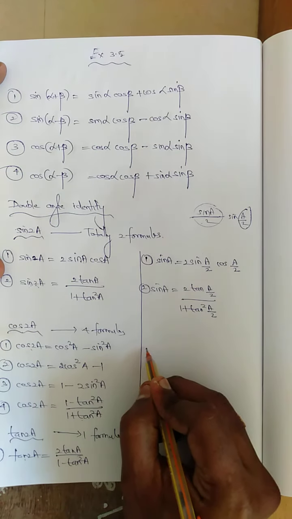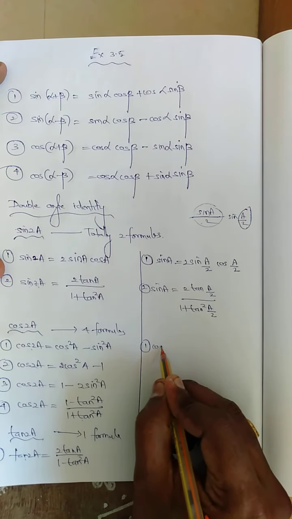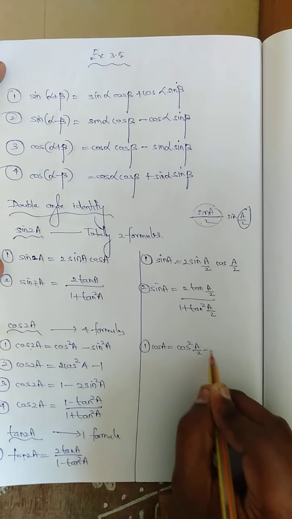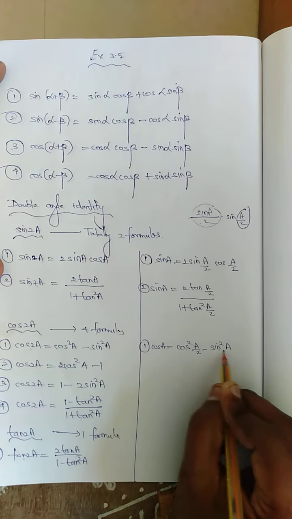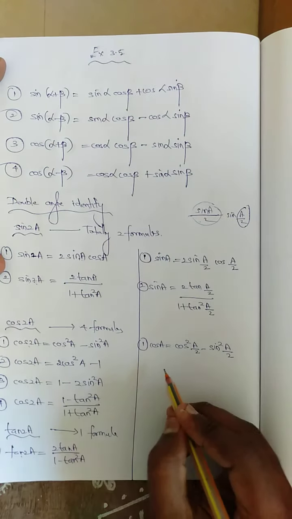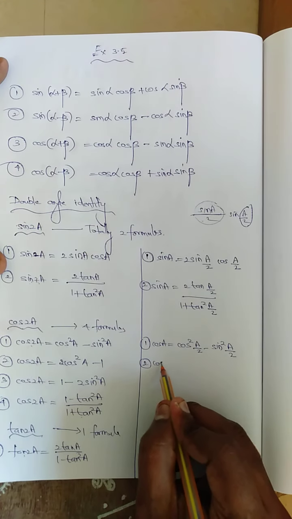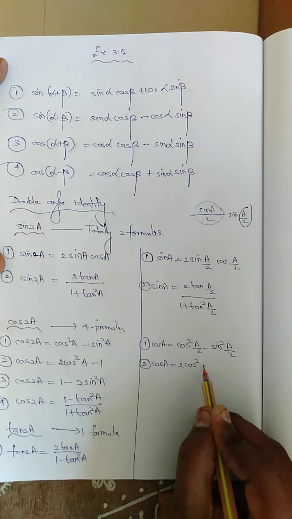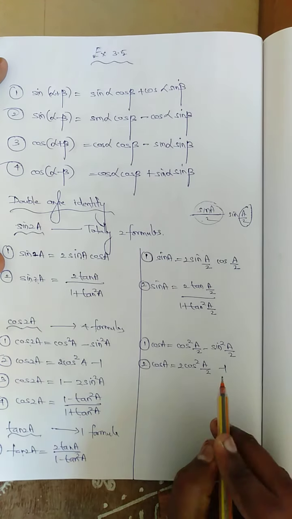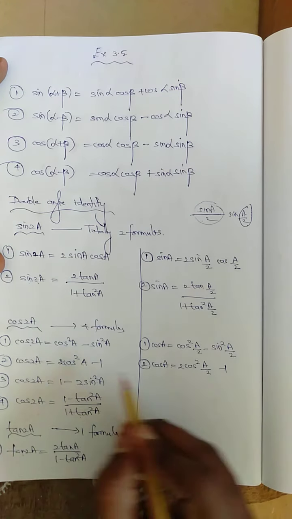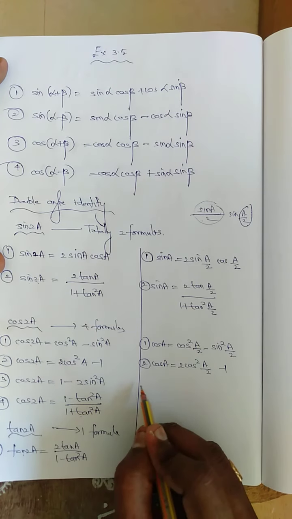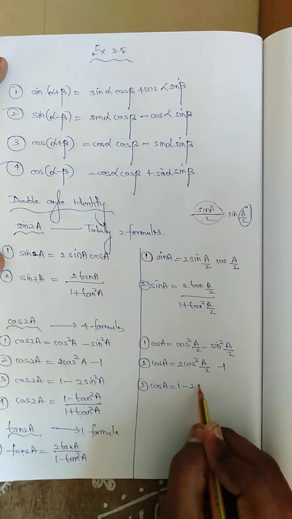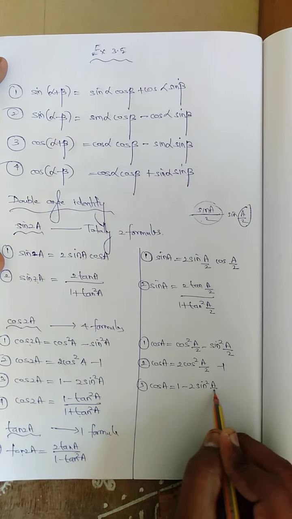Next for cos. Remove from angle. Cos A is equal to cos square A by 2 minus sine square A by 2. You should not forget these formulas. Next, the second one, cos A. I have removed it from the angle, so I need to put it in the angle: 2 cos square A by 2 minus 1. You should not put minus 1 by 2. Third one: cos A is equal to 1 minus 2 sine square A by 2.